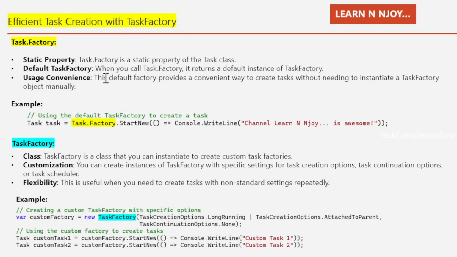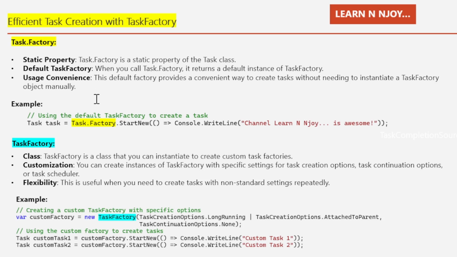First, let's talk about Task.Factory. This is a static property of the Task class. When you call Task.Factory, it returns a default instance of the TaskFactory class. This default factory provides a convenient way to create tasks without needing to instantiate a TaskFactory object manually.